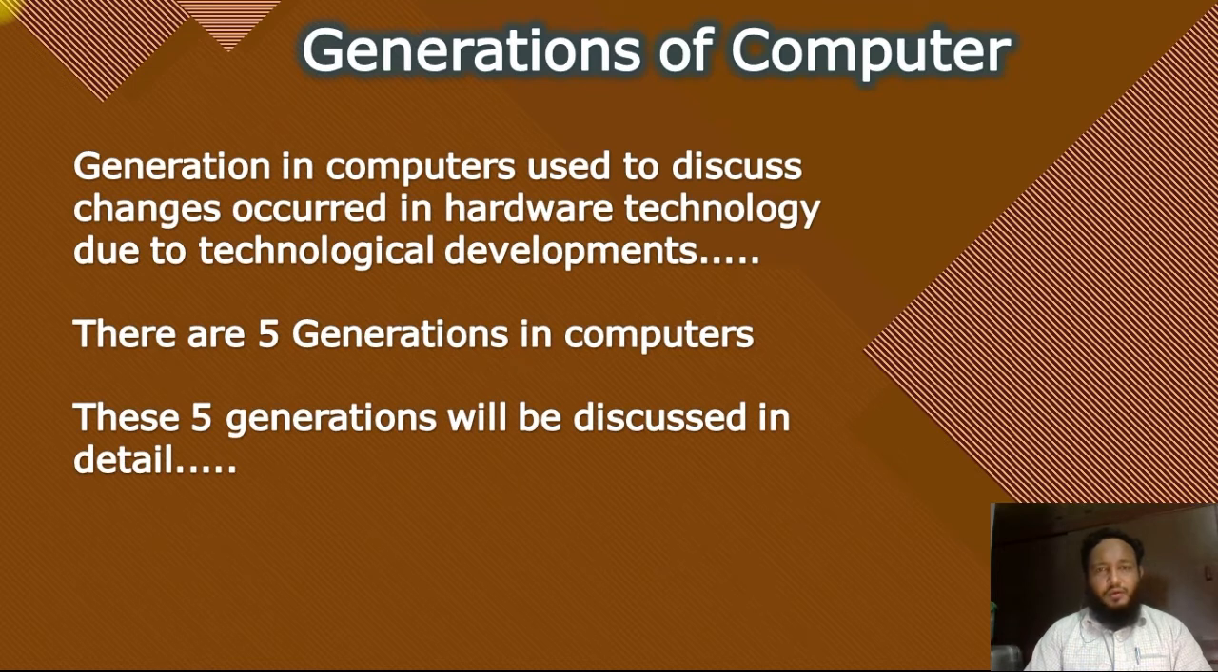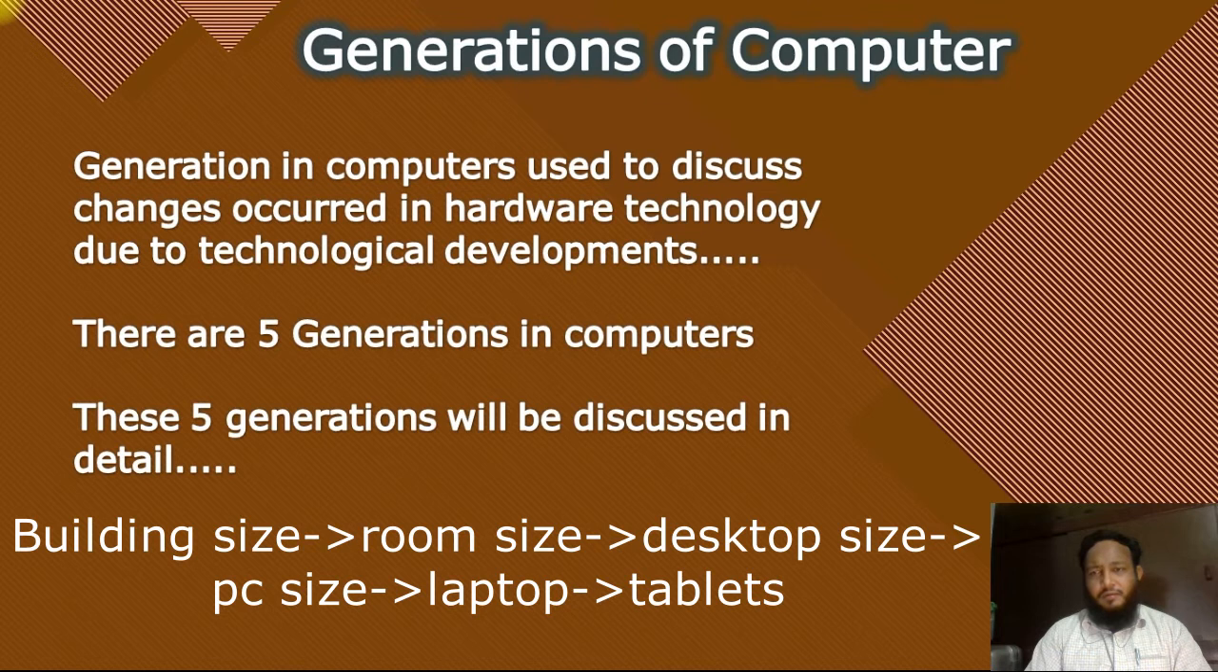Generation is a word used to discuss changes that occurred in hardware technology due to technological developments. Technology is consistently and rapidly changing. Due to technological advancements, a lot of changes have happened from the early days of computers to today's computers. There are 5 generations of computers. Let us discuss each generation in detail.